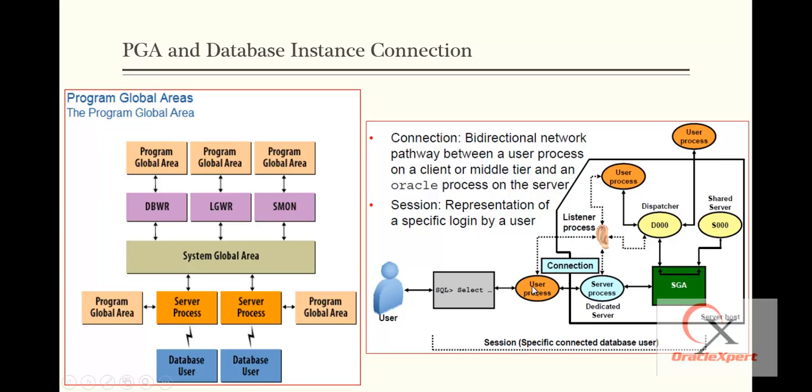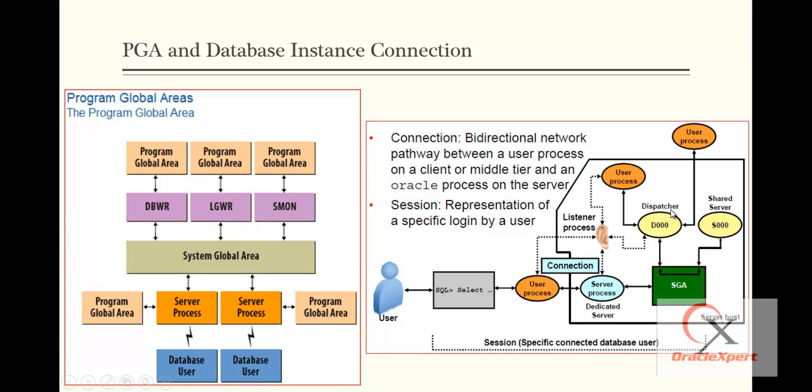The dispatcher process's address is passed on to the listener. The listener passes this address of the dispatcher process to the user process. Going forward, my user process, as you can see here, can directly interact with the dispatcher. There is no more a role for my listener to play as far as this particular connection is concerned.